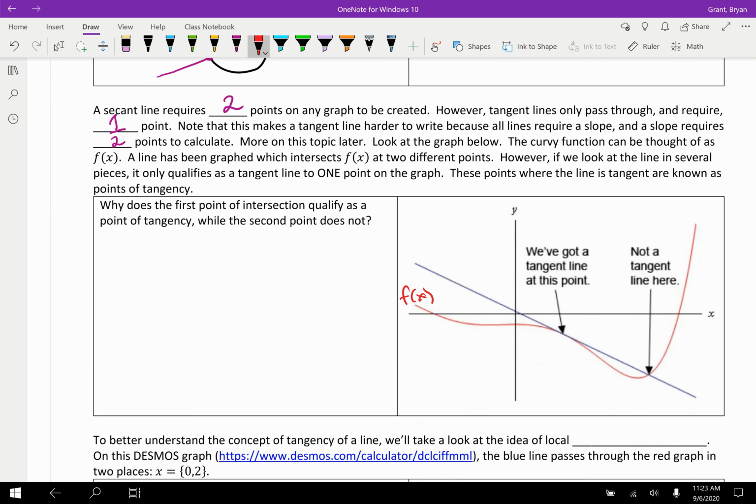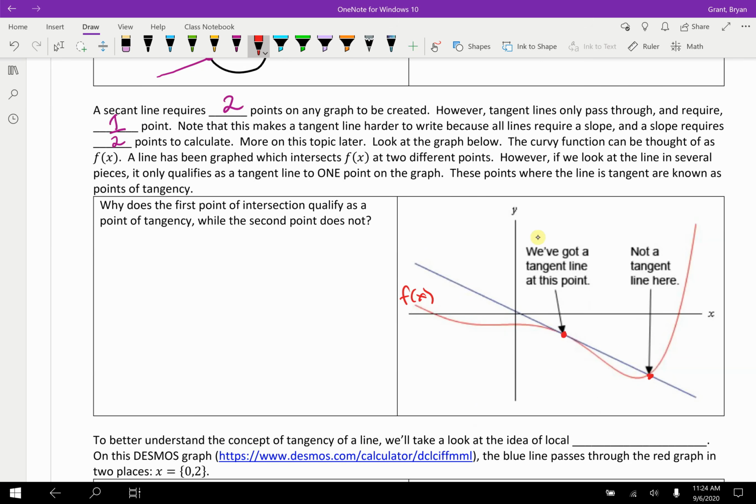It does all sorts of curvy wavies. Very exciting. And then we have a second line which intersects f of x at 2 different points. Now, the strange part is, this line only qualifies as a tangent line to 1 point on the graph, even though the line touches the graph at 1 point here and 1 point here.